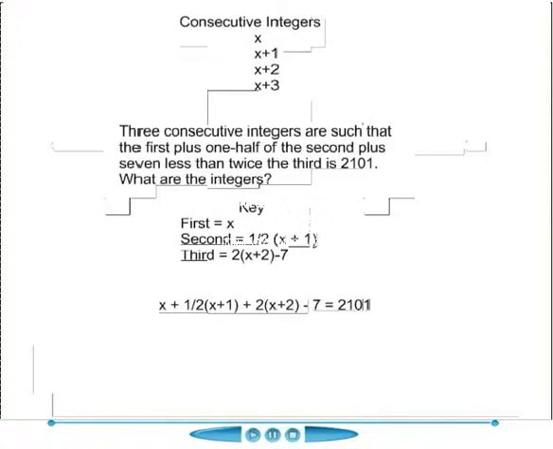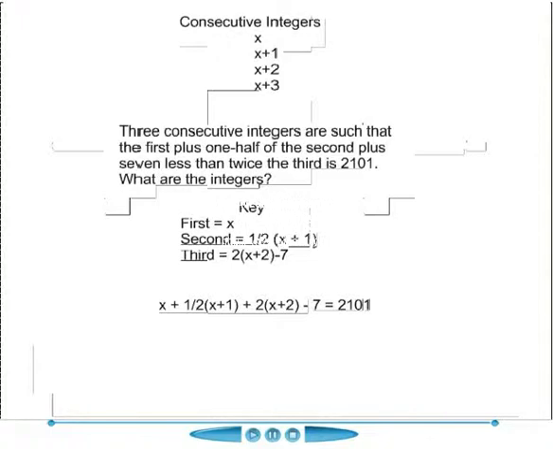Our problem reads, 3 consecutive integers are such that the first plus 1/2 of the second plus 7 less than twice the third is 2,101. What are the integers? So we know that there's 3 numbers, they are consecutive, and the first plus 1/2 of the second plus 7 less than 2 times the third is equal to 2,101.